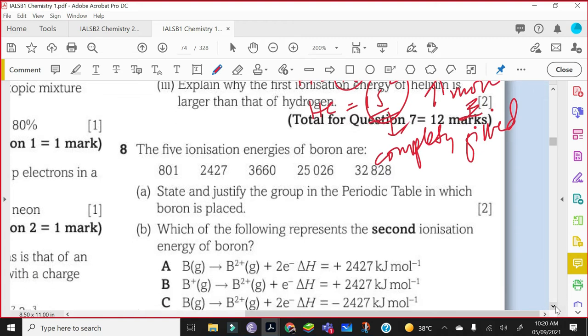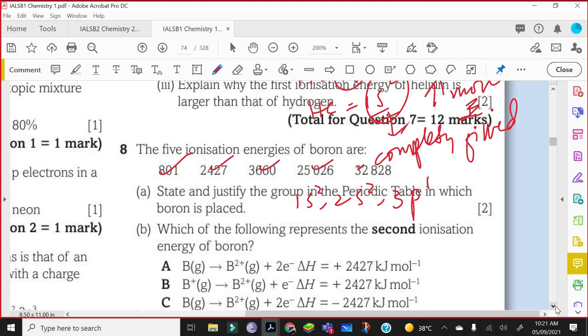Moving on, the first ionization energies of boron are given to you. First, second, third, fourth, and fifth. Now, let us do the configuration of boron. What is the configuration of boron? Where is boron? Group 3. 1s2 2s2 2p1. Right?